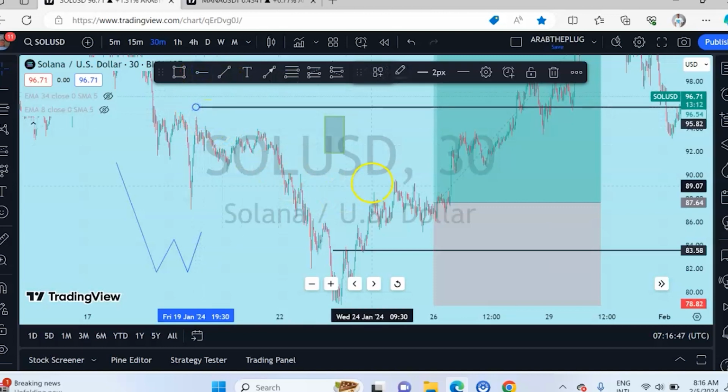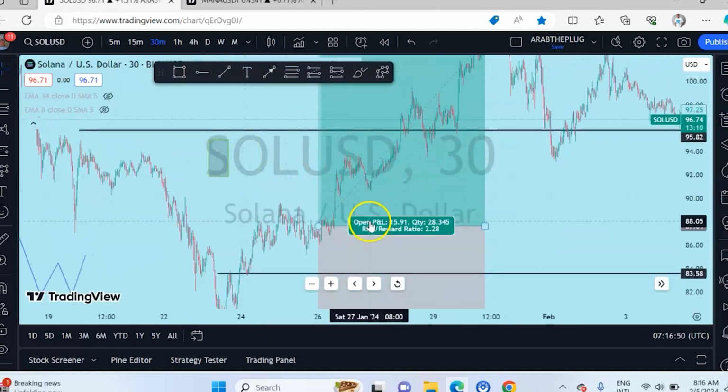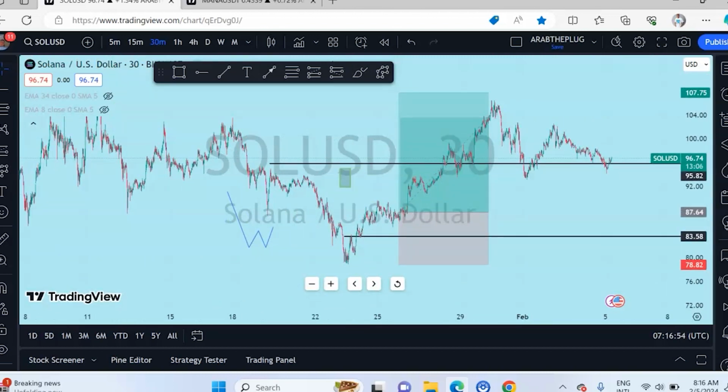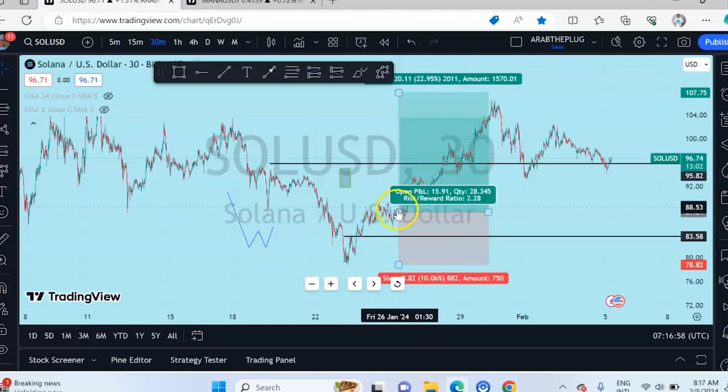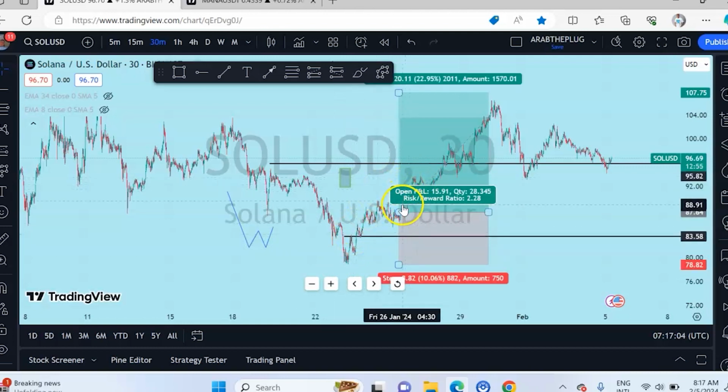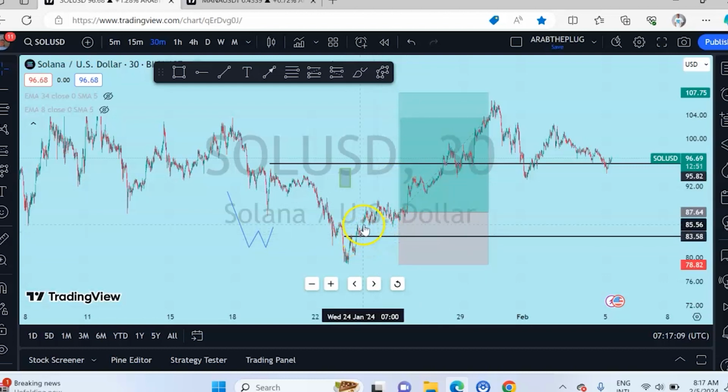Even though I took this trade, I didn't trade the double bottom. Actually, I took this trade on the 25th of January 2024, but I missed out on the entry on the double bottom. Then I caught another entry around this area of value, area of support, which could have been my initial target if I had traded this double bottom. So this is how to trade double top and double bottom.